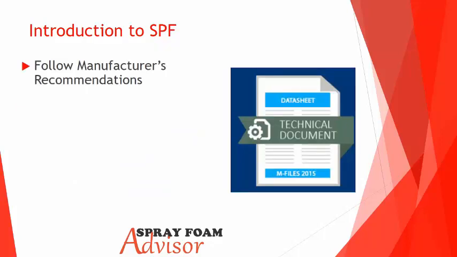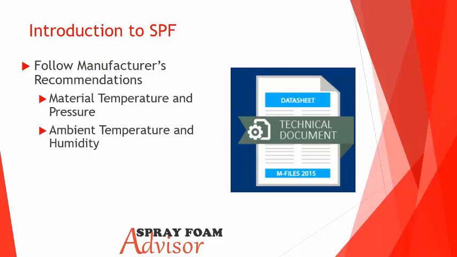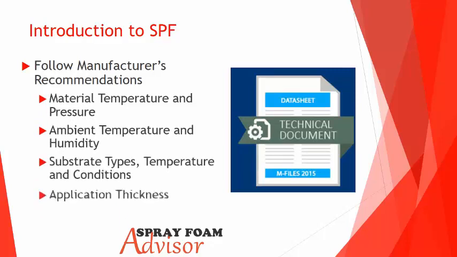The physical properties and application of SPF depend on the proper proportioning and mixing of SPF components. It is important that the manufacturer's recommendations be followed regarding material temperatures and pressures as controlled by the proportioning equipment, ambient temperature and humidity, substrate types, temperatures and conditions, and application thickness. These guidelines can generally be found on the manufacturer's technical data sheets for your products.